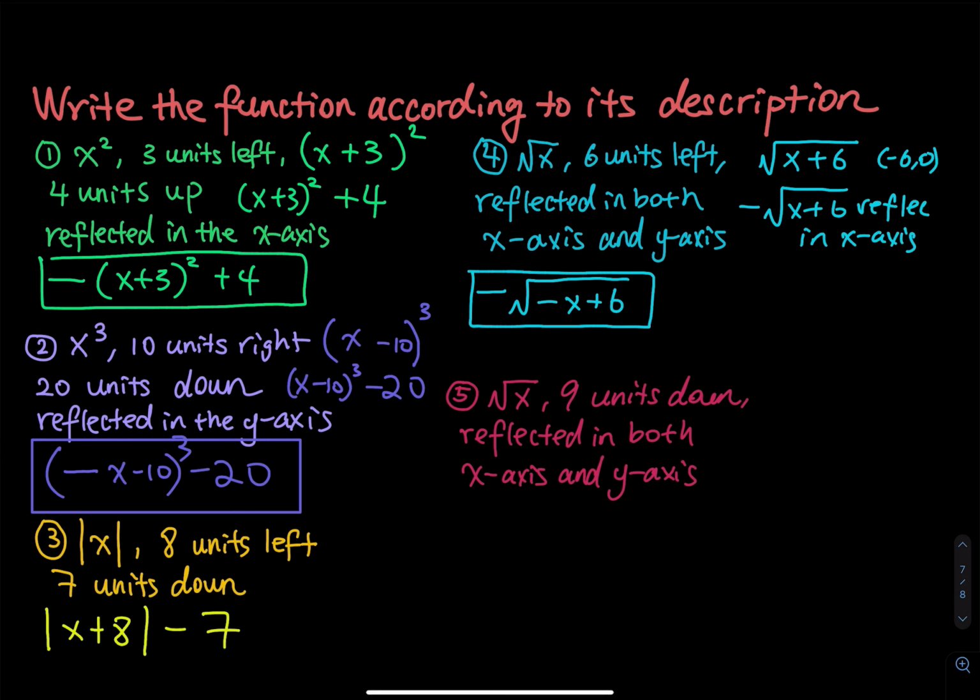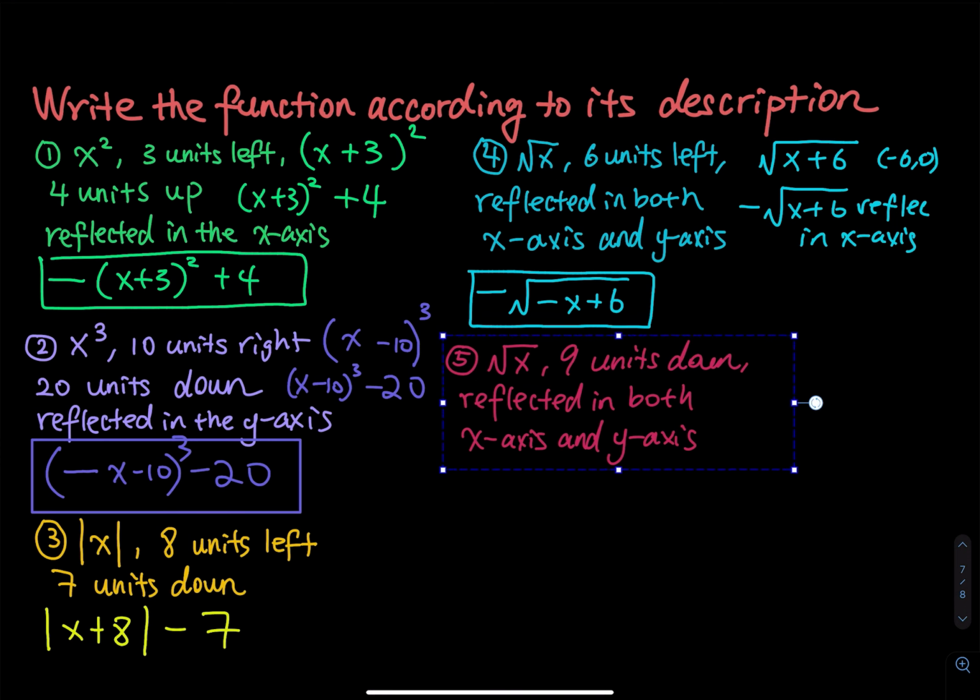So let me save myself some space and then move this up. So the next one, this one is very tricky. You have a square root of x, and this time it is 9 units down. So 9 units down, then I will have a square root of x minus 9, right?